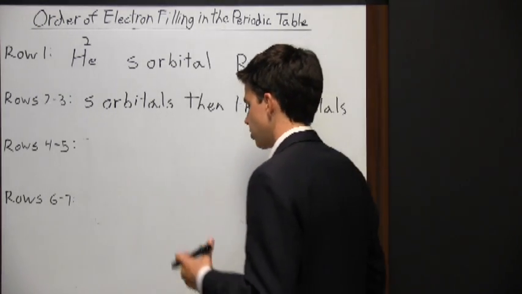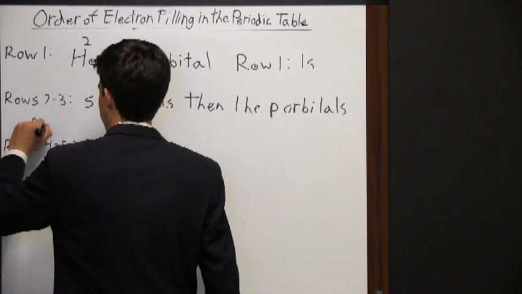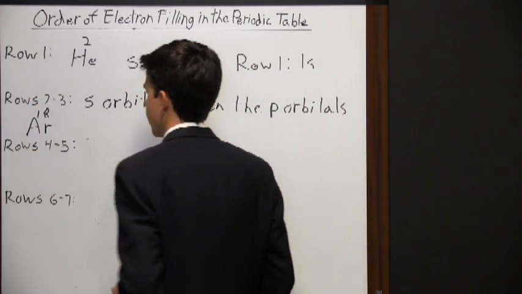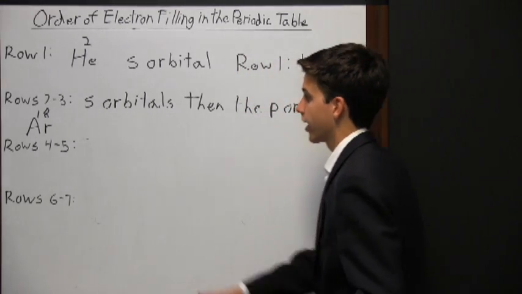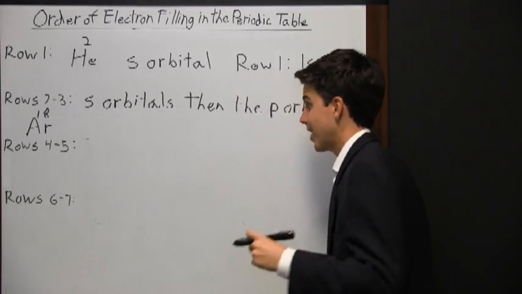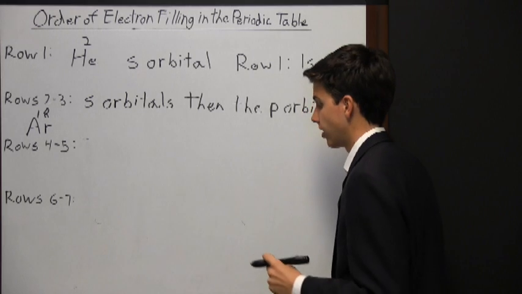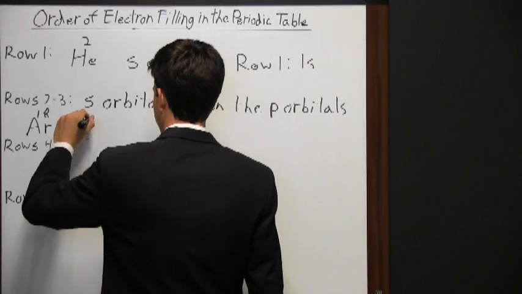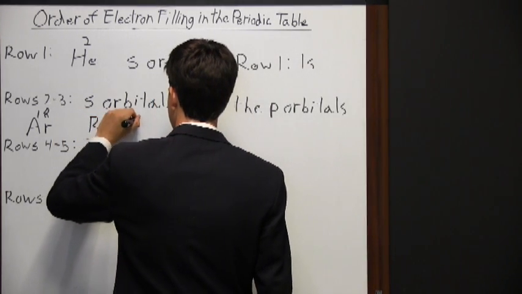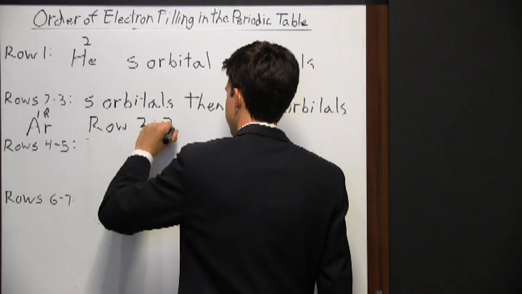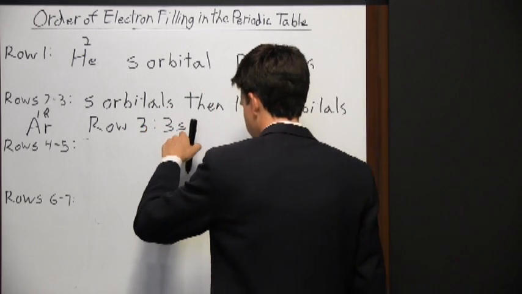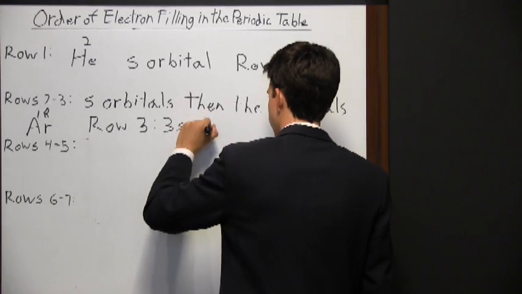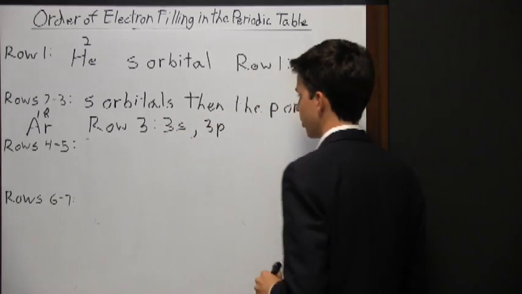So if you were to look at the element argon, which has an atomic number of 18, it's all the way to the right of row 3. So out of rows 2 and 3, argon has the highest atomic number. So 18 electrons is a lot of electrons to deal with. So row 3 requires the use of the s orbitals all the way up to energy level 3, and the p orbitals also all the way up to energy level 3.